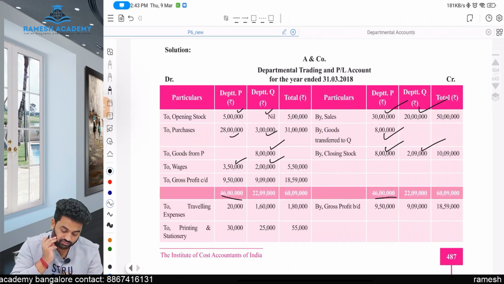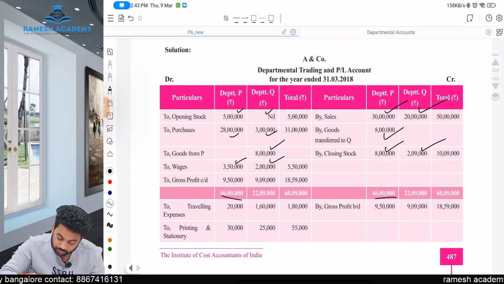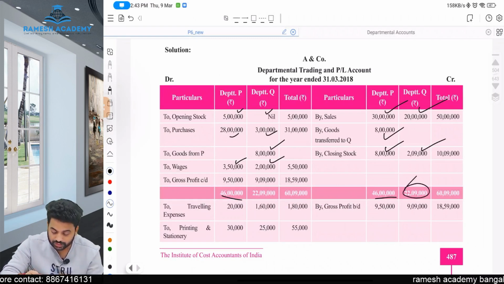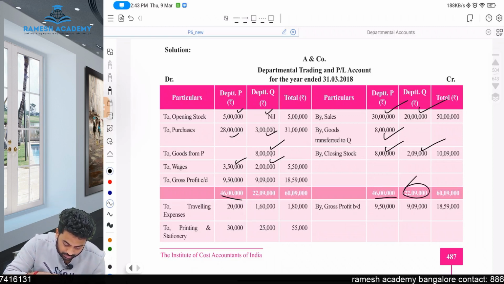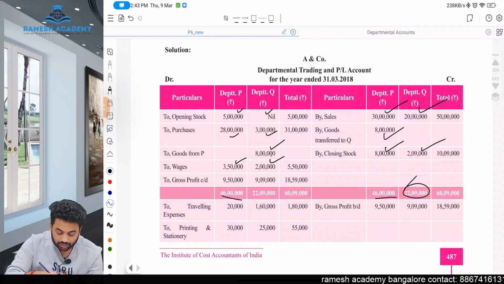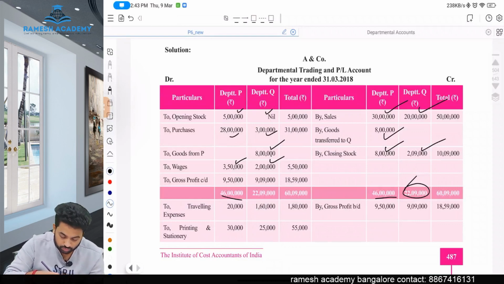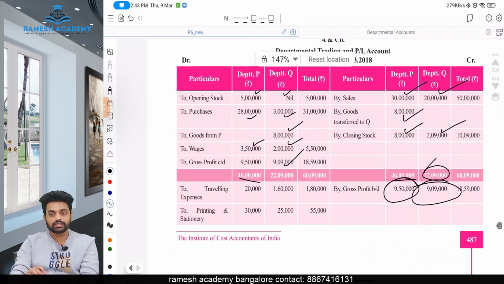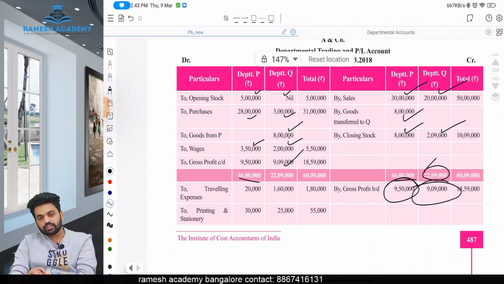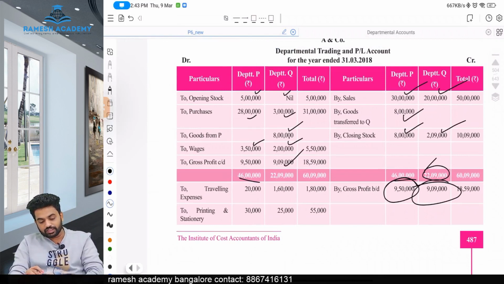Okay, so 950 is the gross profit. In department Q it is 2209. On the credit side, the debit side is 3 plus 8, 11, 11 plus 2 comes to 13. 13 minus 2209 will come to 909. Okay, done. So the same gross profit has been carried down to the P&L of the departments.